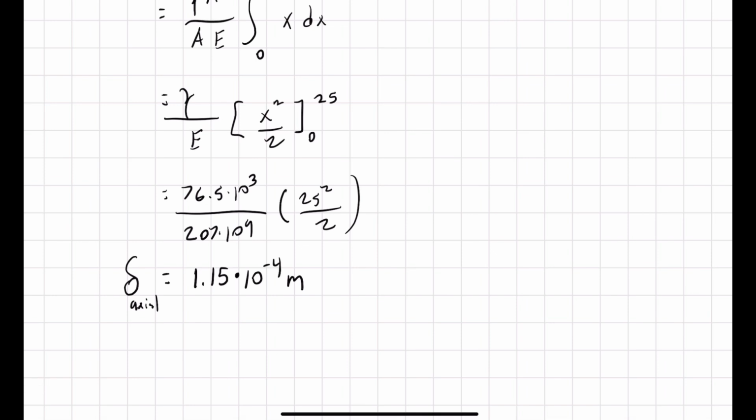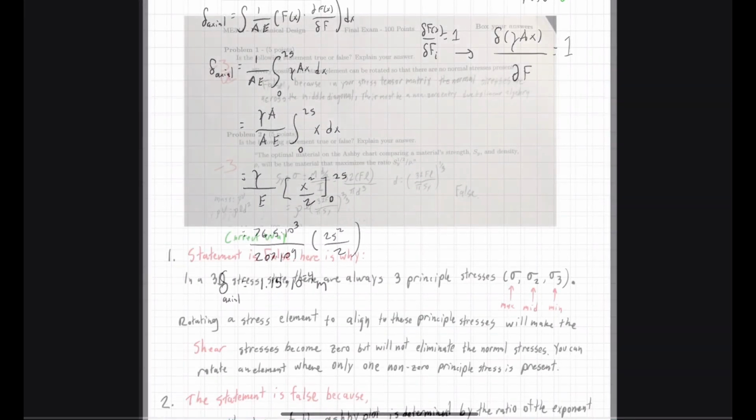we get 25 squared over 2 times 76.5 times 10 to the 3 to make this a newton. And then we have 207 times 10 to the 9th to make that a pascal, because we're given gigapascals. And then whenever we multiply those together, we get our answer as 1.15 times 10 to the negative 4th meters of axial deflection.